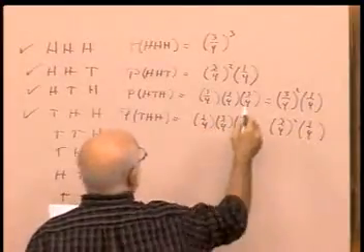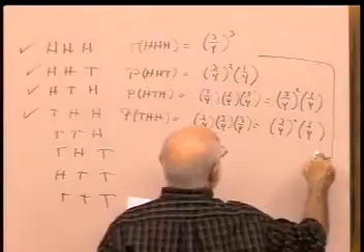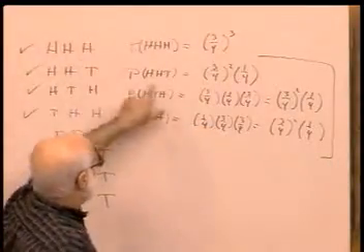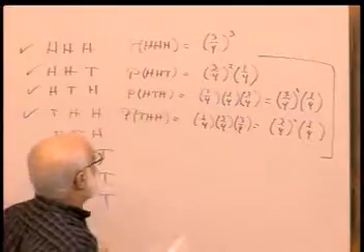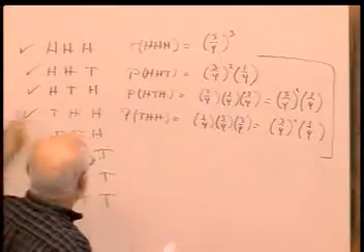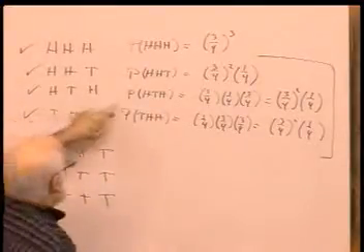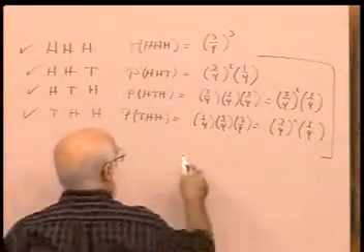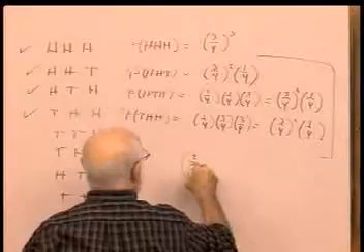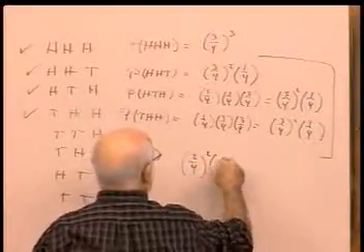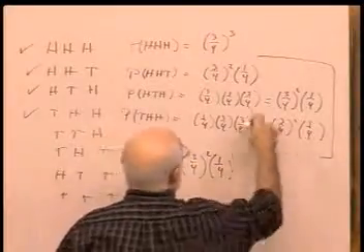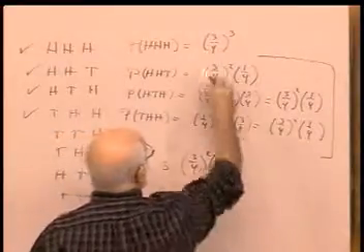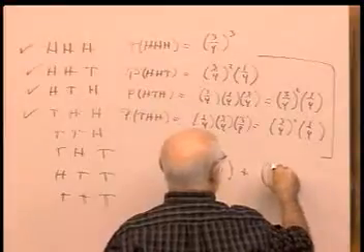So you see that these three all have the same probability. The only thing that differs is the number of permutations. So the probability of at least 2 heads is the sum of these probabilities. So adding these up, the probability of exactly 2 heads would be 3/4 squared times 1/4 times 1, 2, 3. And then this term would be 3/4 cubed.